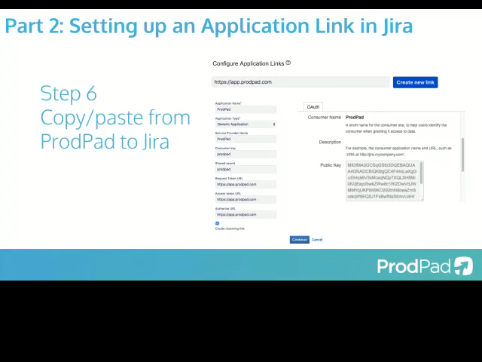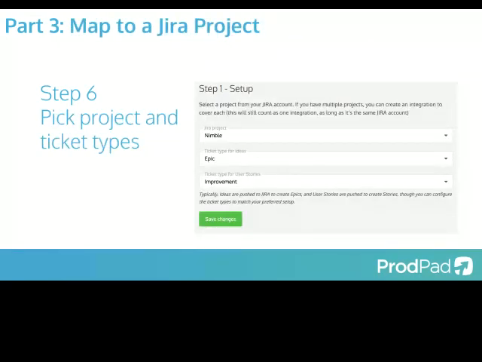Now, the ProdPad Jira integration uses OAuth, so it checks who you are, that you've got access to Jira, and checks which projects you have access to in Jira itself. Now it gets to the fun part, because now we pull through and figure out which projects you have, and you can choose from a drop-down list of which project this particular integration is going to push to.